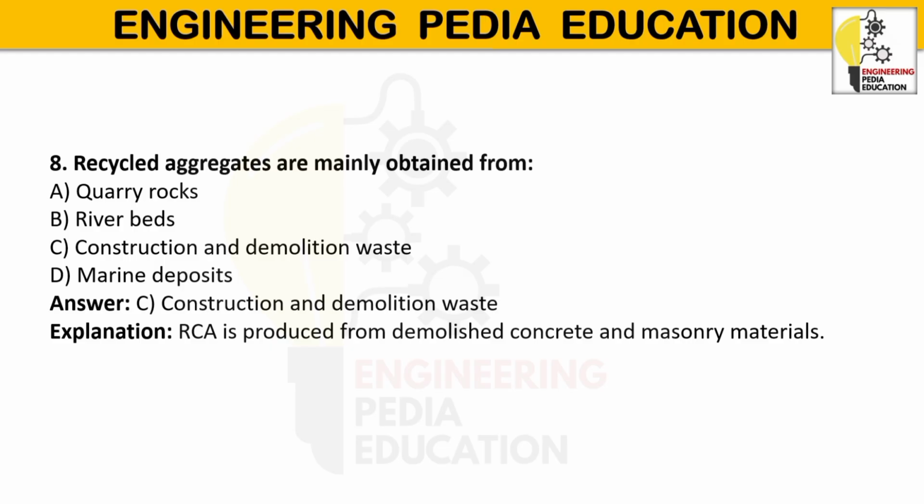Metal can be melted and reused. Wood can be repurposed or processed into engineered product. Brick and tiles can be crushed for use in road base or filling work. Advantages of proper C&D waste management: reduce landfill burden, conserve natural resources, lower environmental pollution, save energy and raw material, and promote sustainable construction practice.